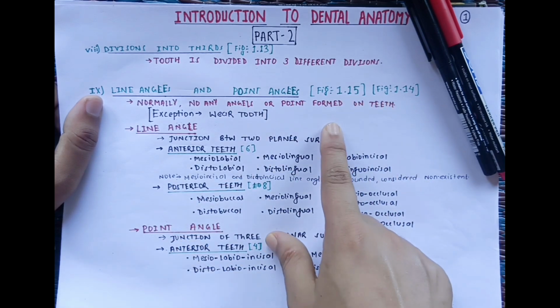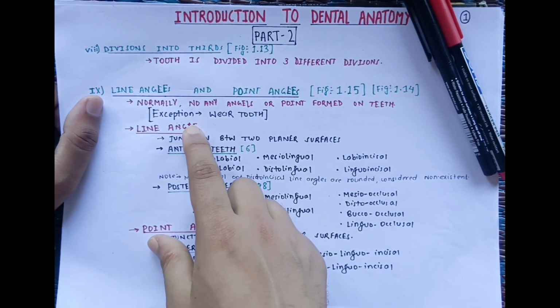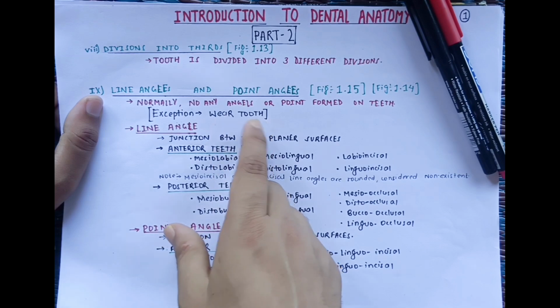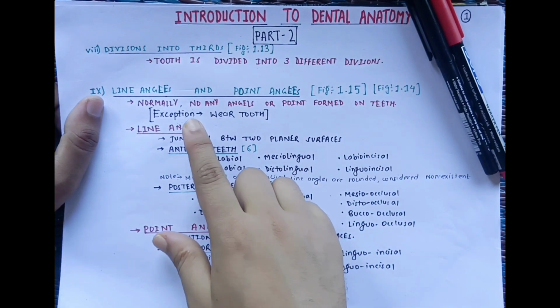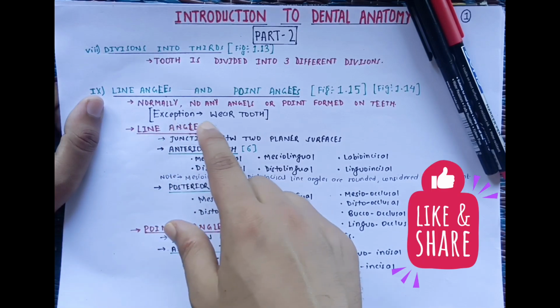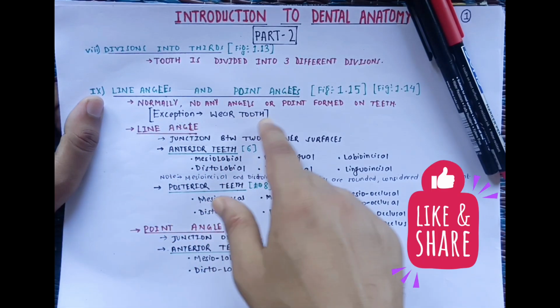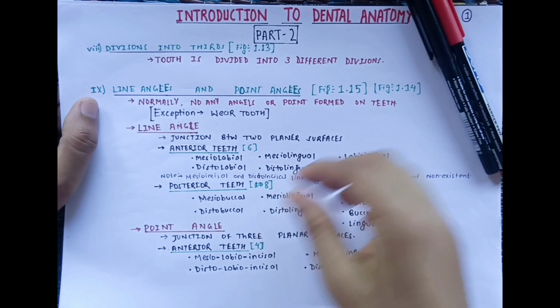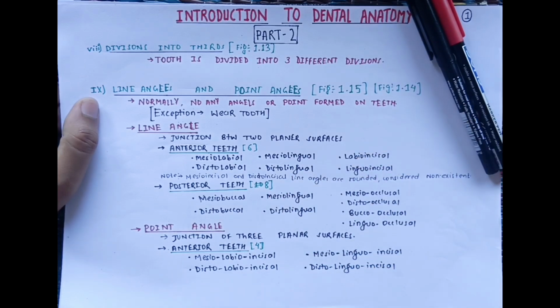But during cavity preparation or during tooth wear, like attrition and abrasion, we should remember just two things: that is, the exception is worn teeth and another is tooth preparation. Okay, so now let's discuss the line angle.